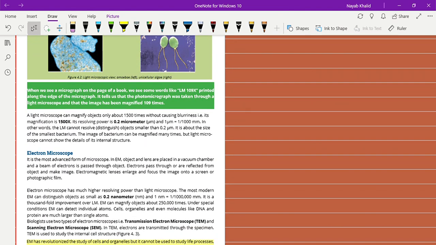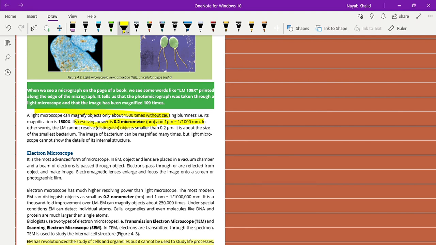A light microscope can magnify objects only about 1500 times without causing blurriness, that is, its magnification is 1500x. So with the help of a light microscope we see an object about 1500 times more closely without blurriness. Its resolving power is 0.2 micrometer.